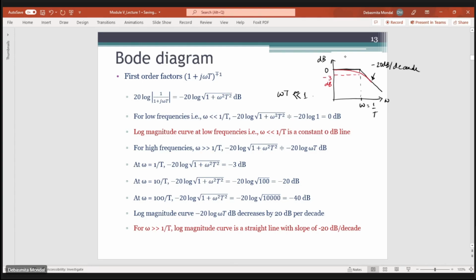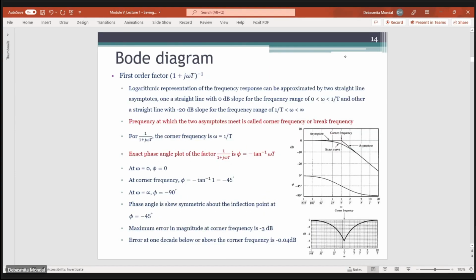Okay, so we can say that for omega greater than 1 by T, this log magnitude curve is a straight line with a slope of minus 20 dB per decade, right?